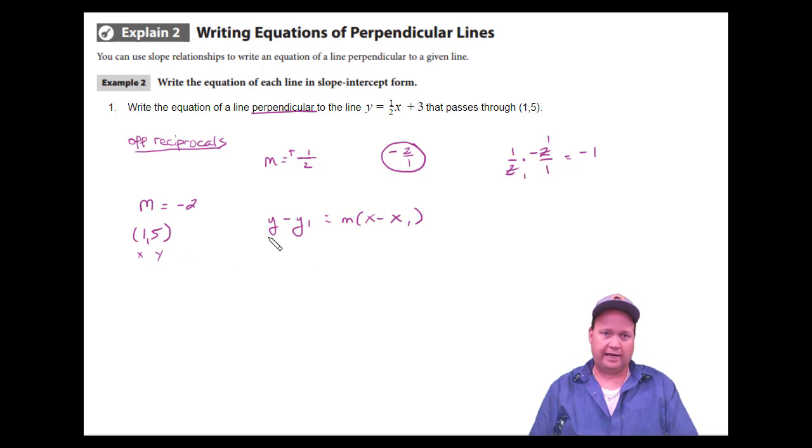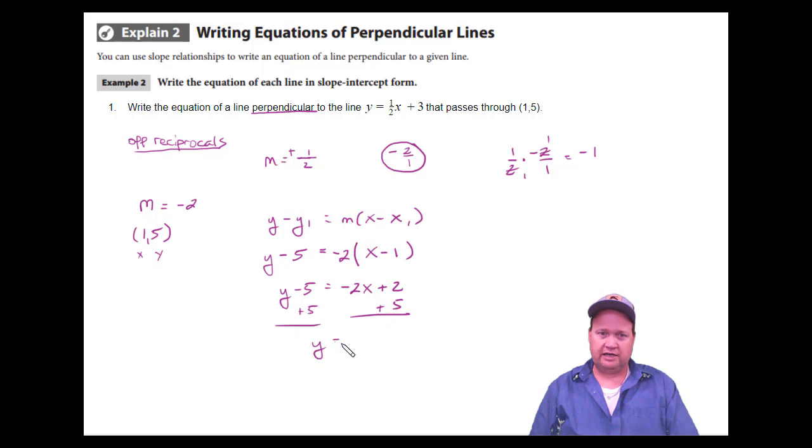There's x and there's y. So it's going to say y minus 5 equals negative 2, that's our perpendicular slope, times x minus 1. We'll use the distributive property on the negative 2, negative 2x plus 2, and then we will add a 5, and we're going to end up with y equals negative 2x plus 7. You can take a look at the slope that we have here, which is a negative 2, is perpendicular to a slope of positive 1/2. And that is the equation of the perpendicular line.